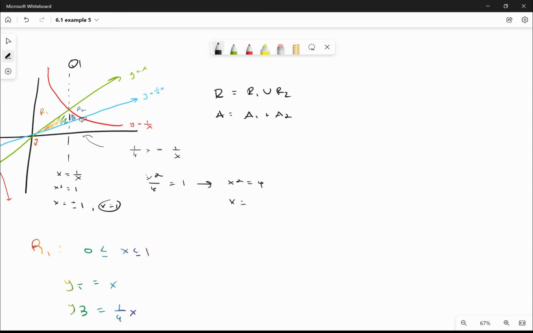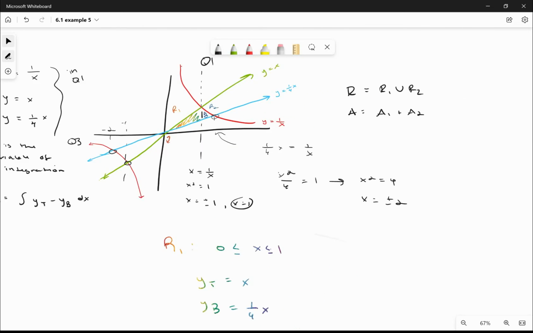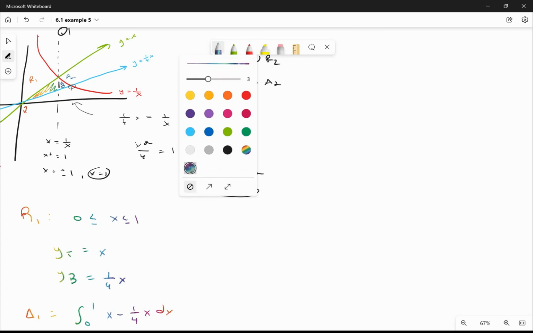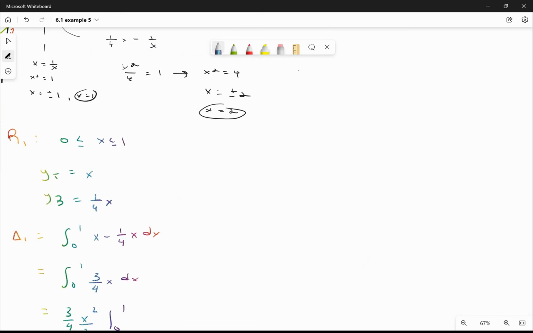So that's when x is equal to plus or minus 2. Again, the negative 2 is corresponding to this point in the third quadrant, right? So we discard that and we just take x equals 2. So now R2 is this region from x equals 1 to x equals 2.